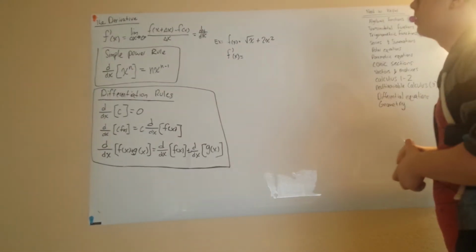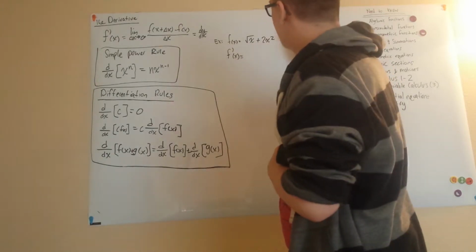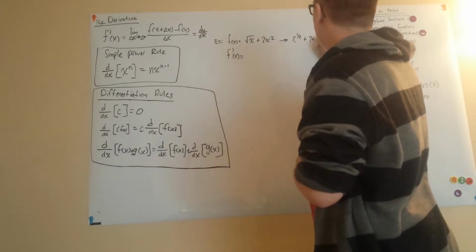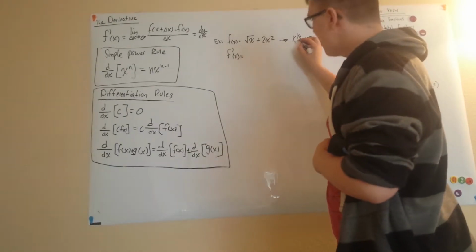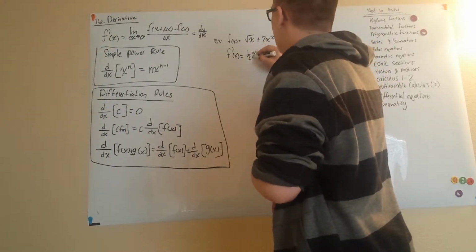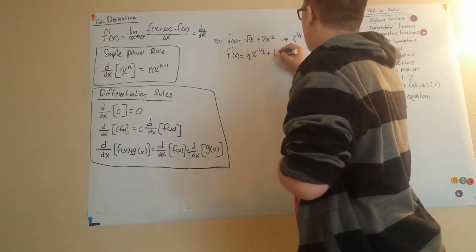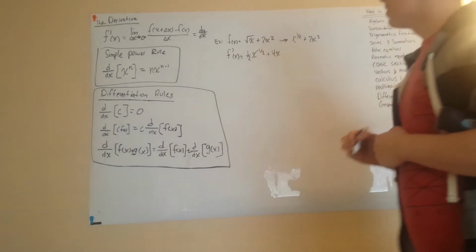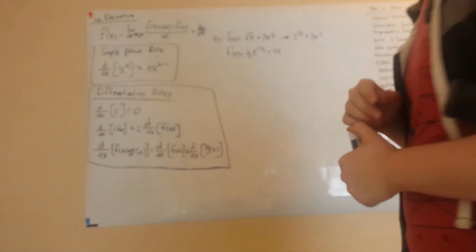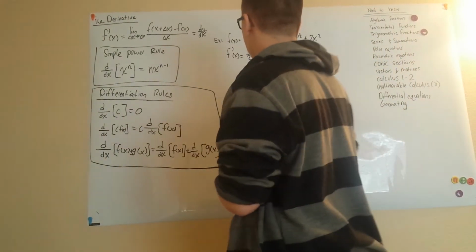We can rewrite this as x to the 1/2 power plus 2x squared. Now we can do that simple power rule. It's 1/2 x to the negative 1/2 plus 4x. That's your derivative. Okay, so let's do another one.